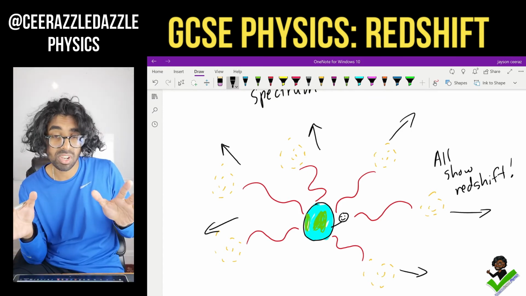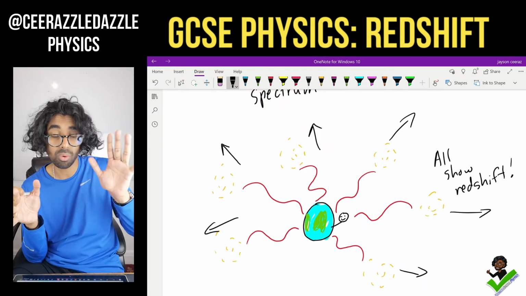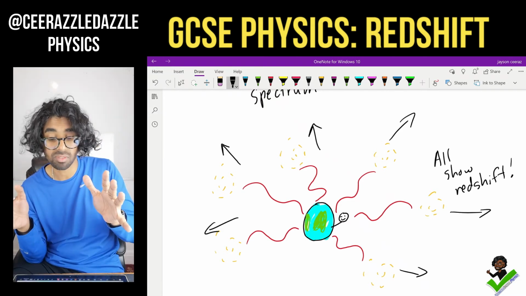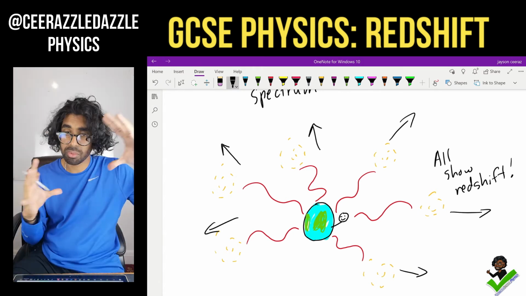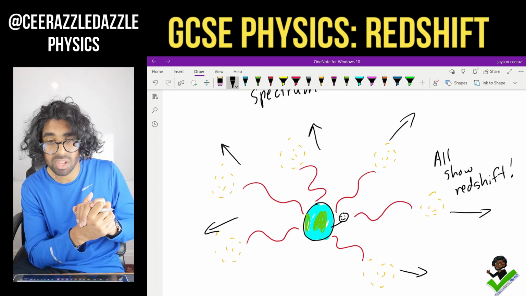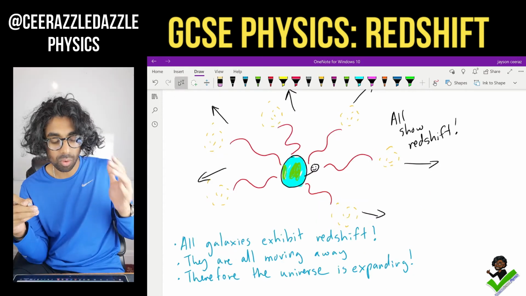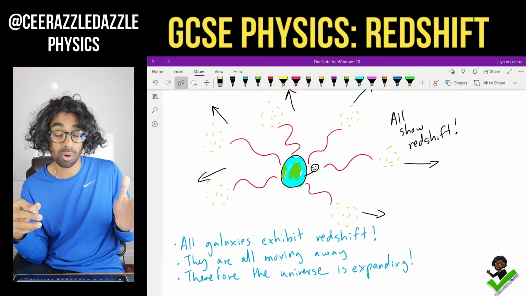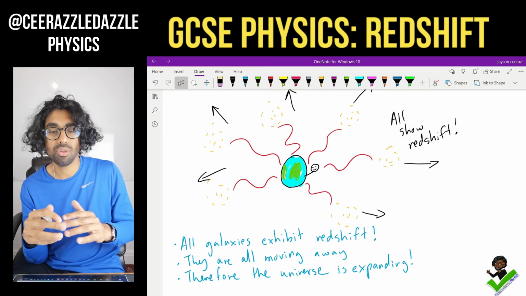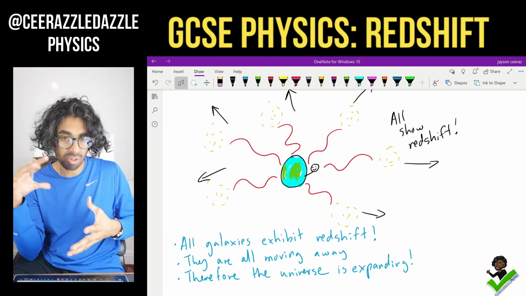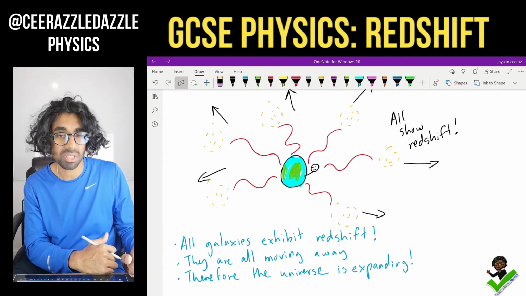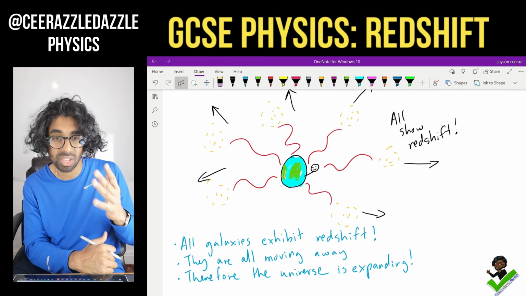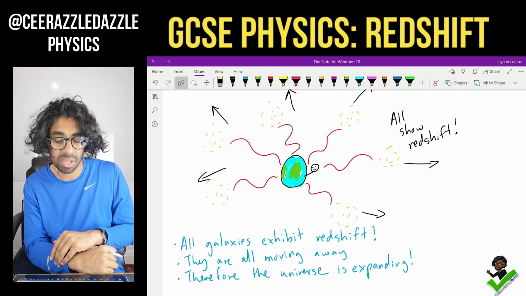The reason why this is really important is that scientists found out that all the galaxies were demonstrating redshift. And if all of them are demonstrating redshift, it means they are all moving away. And if they're all moving away from each other, it means that the universe is expanding. So all the galaxies exhibit redshift, therefore they are all moving away, therefore the universe is expanding. That is the key thing, guys. Redshift contributes to evidence that the universe is expanding.